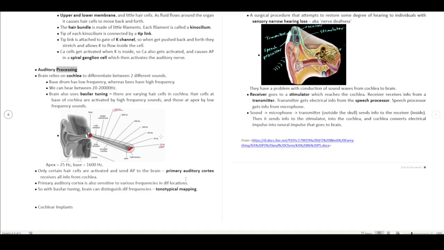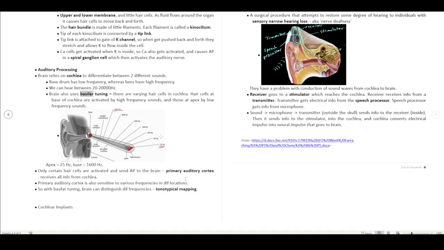Auditory processing. The brain relies on the cochlea to differentiate between two different sounds. A bass drum has low frequency, whereas bees have high frequency. We can hear between 20 to 20,000 Hz.